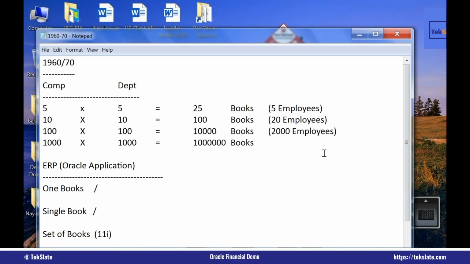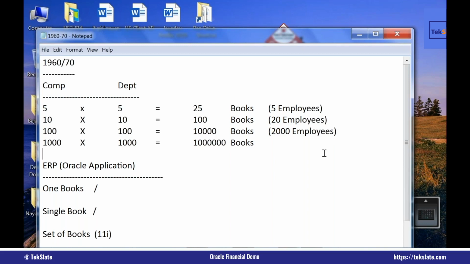If you buy the ERP for your organization and adapt it, what would happen? The beauty is that you don't require too many books. Only one book is enough. Single book is a term I am using only for your understanding. As such, in Oracle we don't have any single book or one book. What we have in Oracle is set-up book.